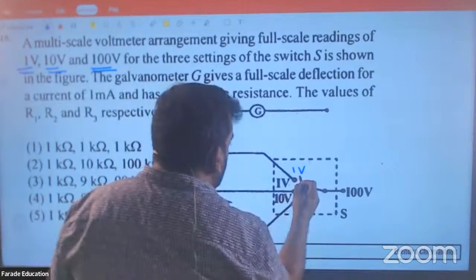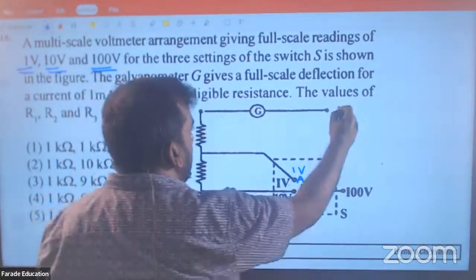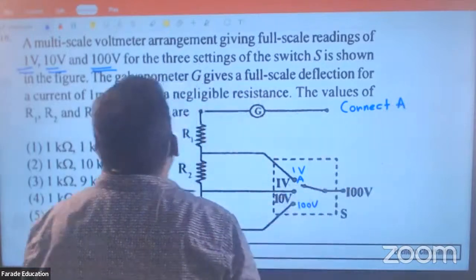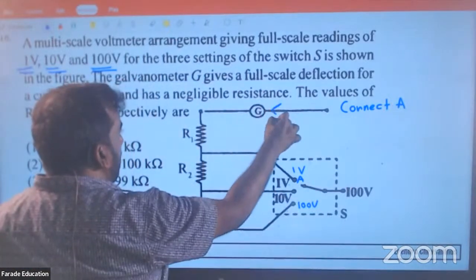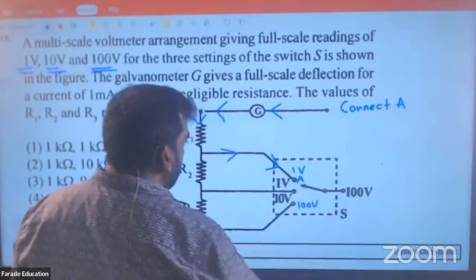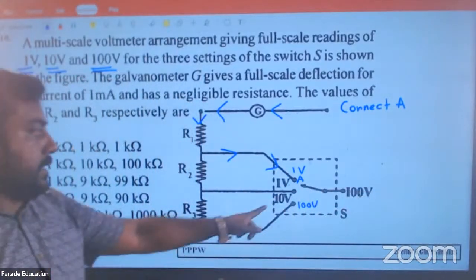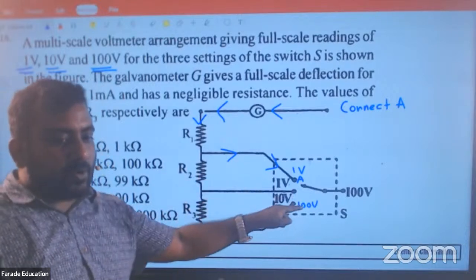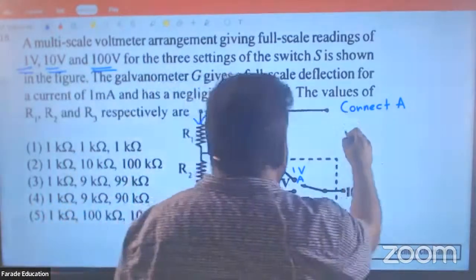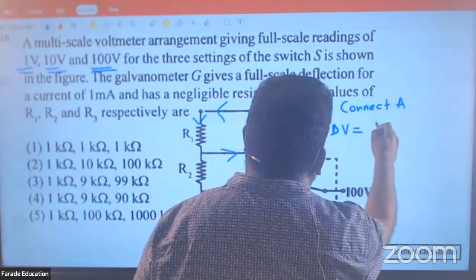So if I connect it here, let's say we connect it to A. I'll mark in 3 different colors. Current will go from here through this, through that, and out of the terminal. These are open terminals. Current can't go. If I apply delta V is equal to I times R.